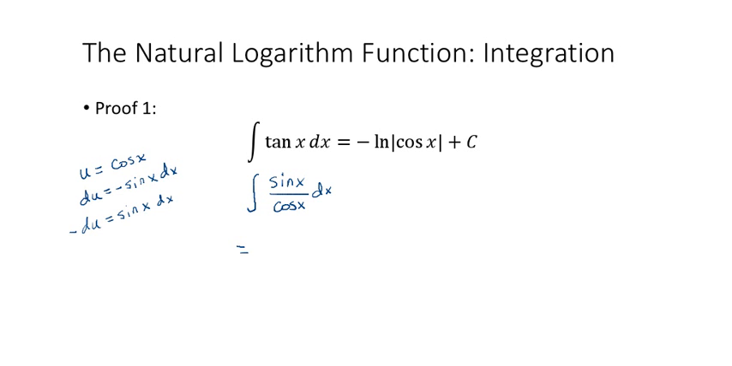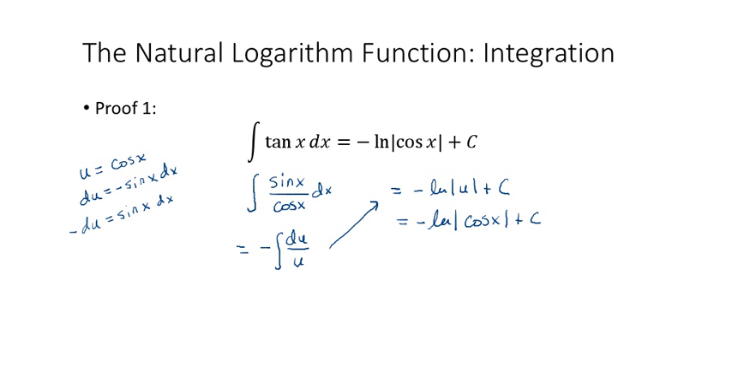We've got the negative of the antiderivative of du over u, which we know to be the negative of the natural logarithm of the absolute value of u plus a constant c. And well, u, as we stated at the beginning, was equal to cosine of x, plus c.